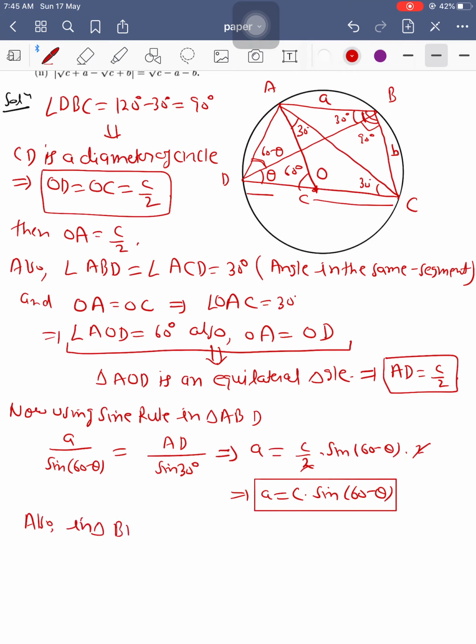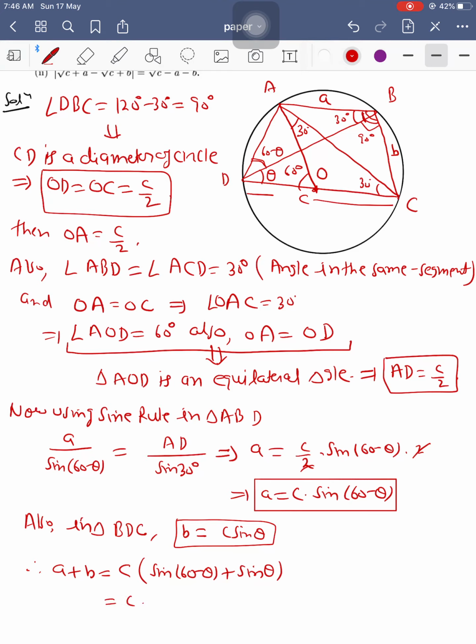Also, in triangle BDC, BDC is a right angle triangle, hypotenuse is CD. Therefore, in triangle BDC, we can write B equal to C sine theta. Okay. Therefore, what is the sum A plus B? A plus B equals to C taken out common, sine of 60 minus theta plus sine theta.